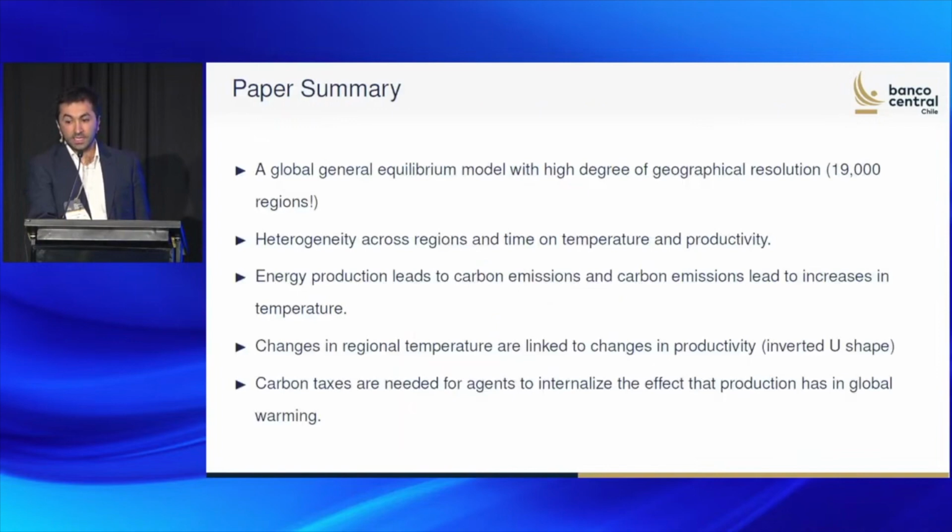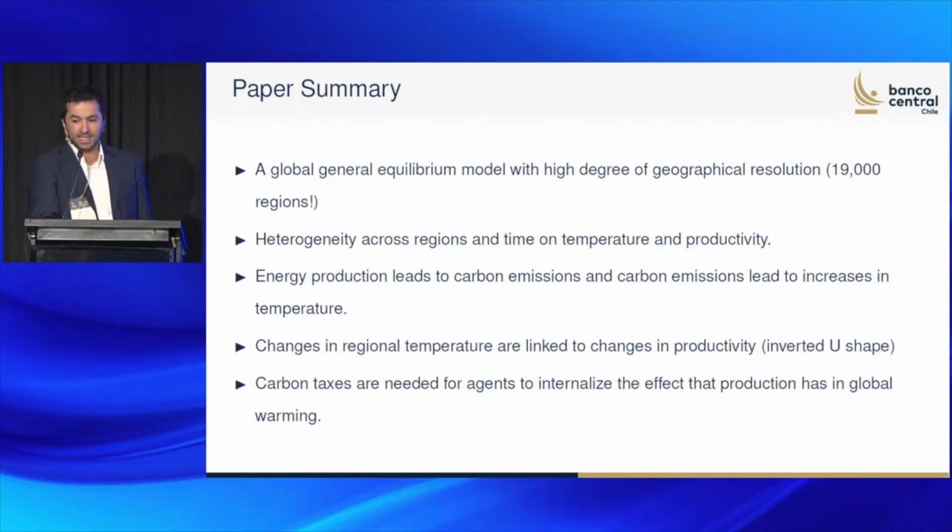So what does the paper do? They build a global general equilibrium model with a high degree of geographical resolution. They have 19,000 regions. I don't know what kind of computer they used to solve that, but that's what it is. They have heterogeneity across region, across time, on temperature, on productivity, on the elasticities between temperature and productivity.